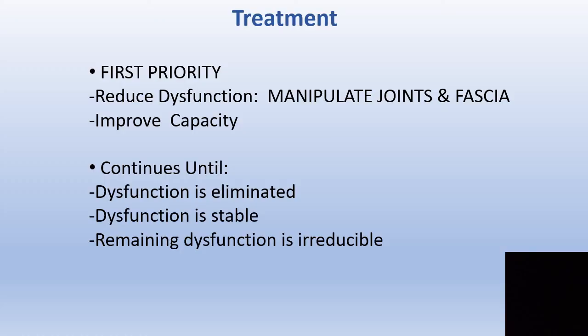So our first priority of treatment is to reduce the dysfunction. This starts with manipulation of the joints and fascia. That will lead to an improved capacity of the human body. And this treatment continues until the dysfunction is eliminated, the dysfunction is rendered stable, or is considered to be irreducible. And again, these are patients that would require other intervention, patients who have arthritis that's advanced and severe that may benefit from regenerative medicine or total joint replacement.